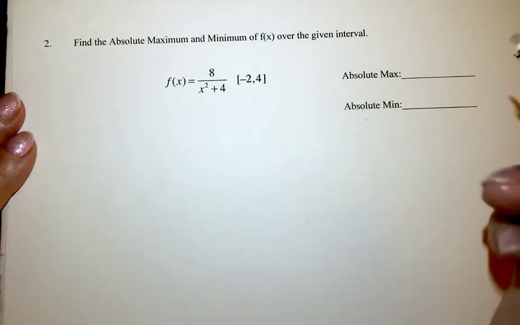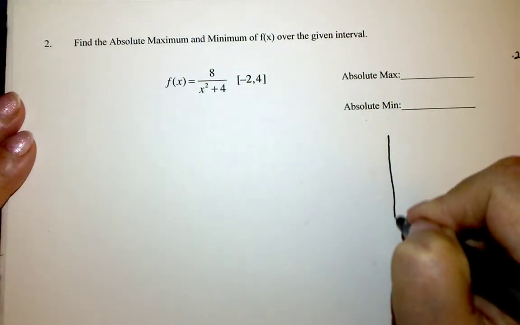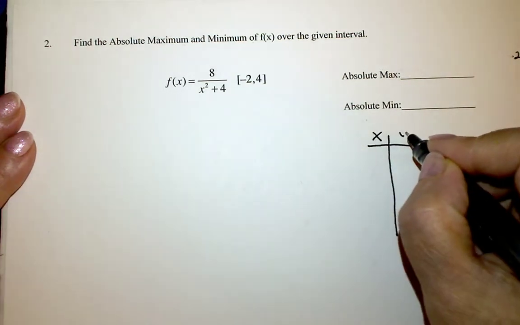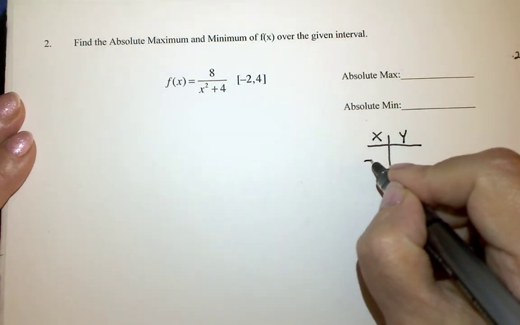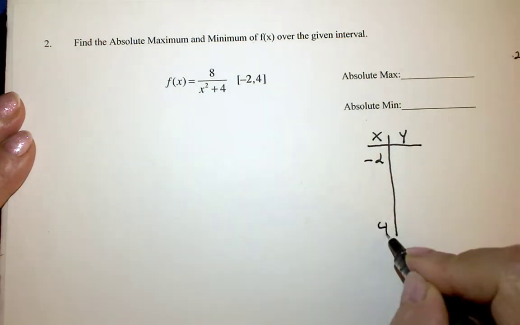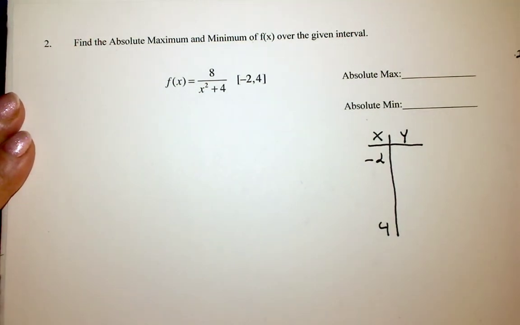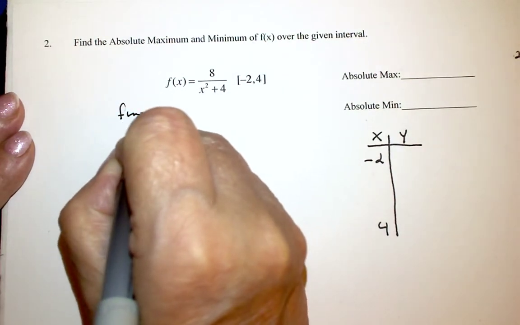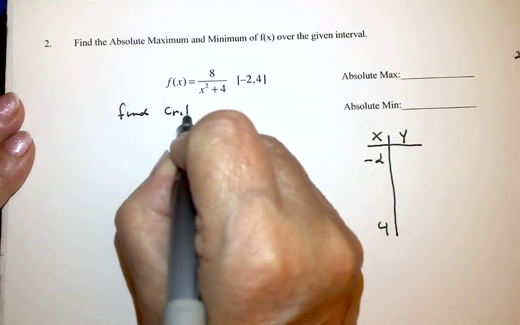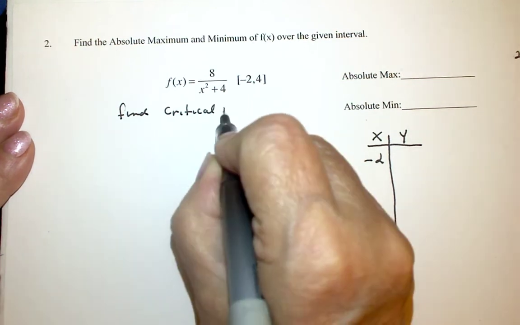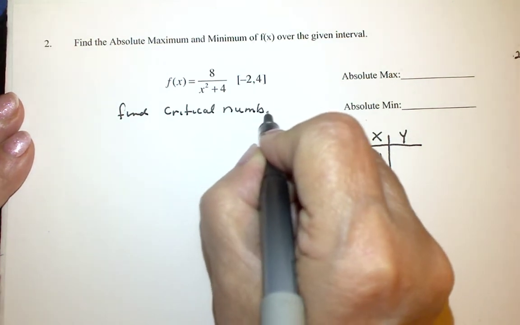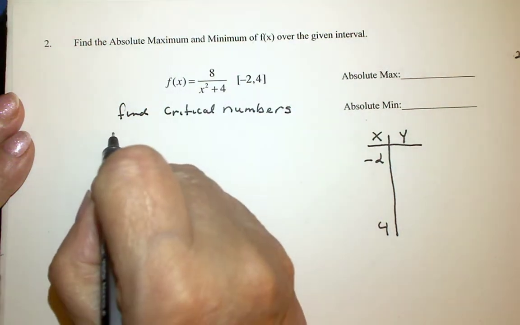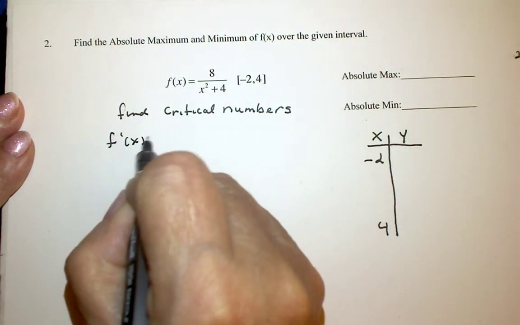This is an absolute max min problem, so the first thing I'm going to do is draw my t-bar chart, and it goes from -2 to 4. Don't care about anything outside of -2 and 4. So I need to first find my critical numbers. And that's where f prime comes into play.